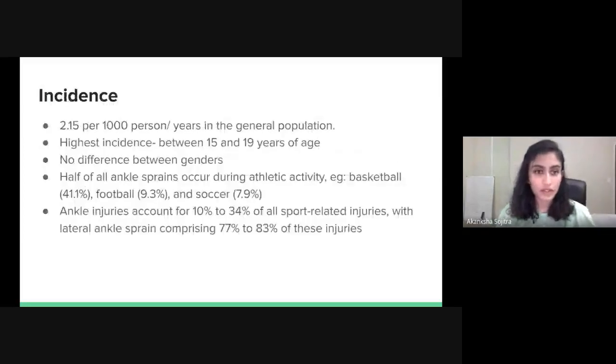Now, going to incidence. Ankle sprains occur in almost 2 per 1,000 people in a year in the general population. Usually you see them between 15 and 19 years of age. There is no difference between genders. Half of them occur during athletic activities like basketball, football and soccer. Football here is different in America. So you see most of the ankle sprains there. Ankle injuries account for 10 to 34% of all sports-related injuries, and especially lateral ankle sprains are the maximum, almost going to 80%.